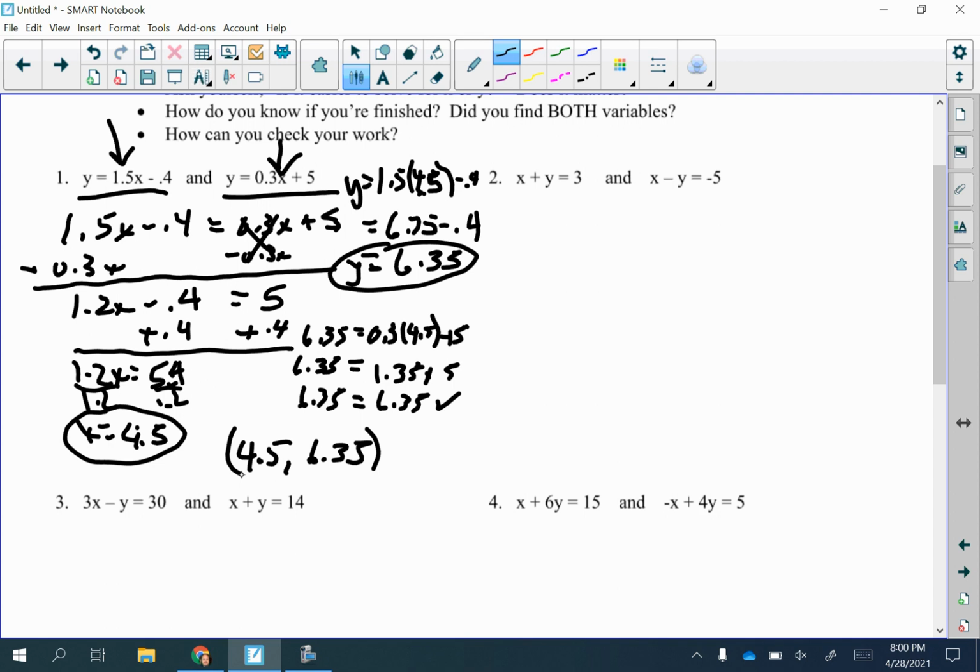Now again, you can see why it's very important to do it symbolically, because that would be very tough to see on a graph. Would you agree? So much tougher, right? Much tougher.